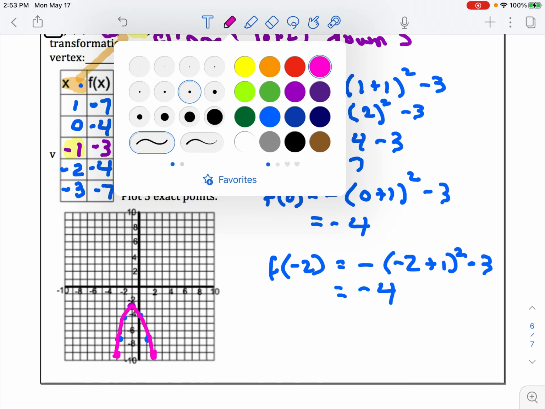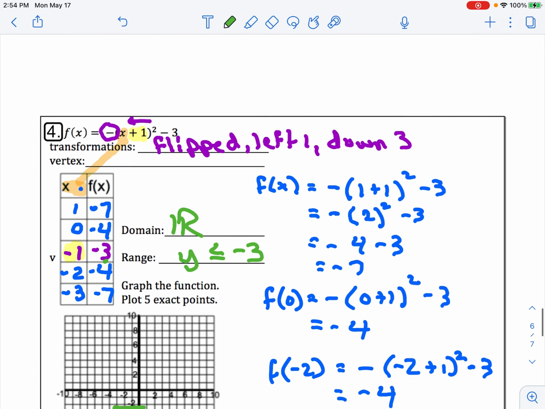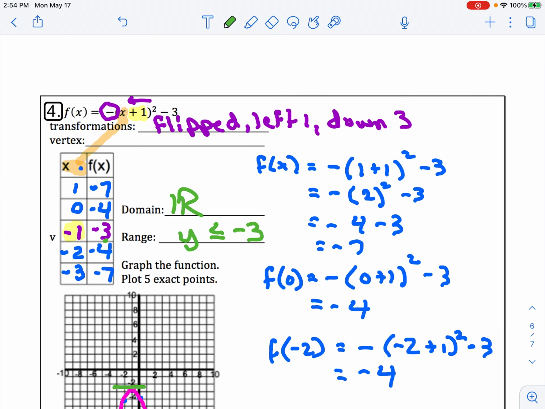Okay, again, your domain is all real numbers. And your range is the y values, and the y values never go above that y value of your vertex, so my y values are going to be less than or equal to negative 3. All right. Oh, we forgot to put the vertex listed here. Sorry about that. I kind of skipped this. So it'd be negative 1, negative 3. I did put it in the table, though.